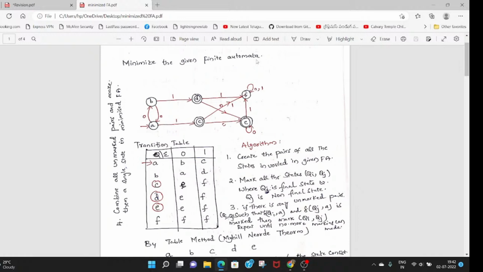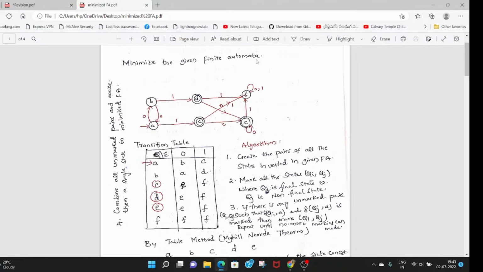The first step is you have to list all the states involved in the given finite state machine, and make all the combinations, creating the different pairs. In the second step, you mark a tick for the pairs qi, qj where qi is a final state and qj is a non-final state, or vice versa. You can take any of these combinations of final and non-final states and mark that pair with a tick.